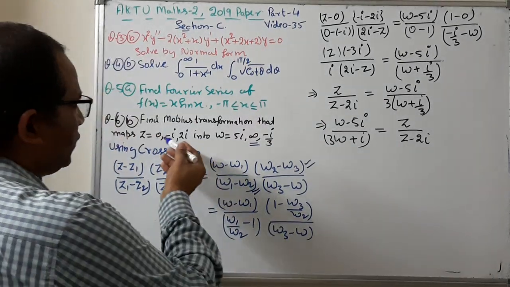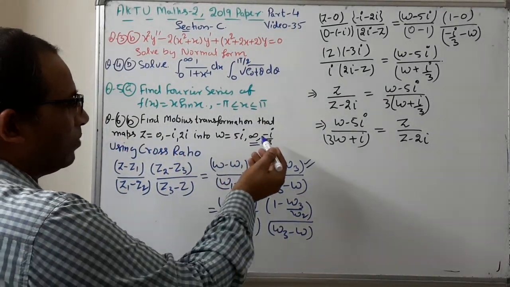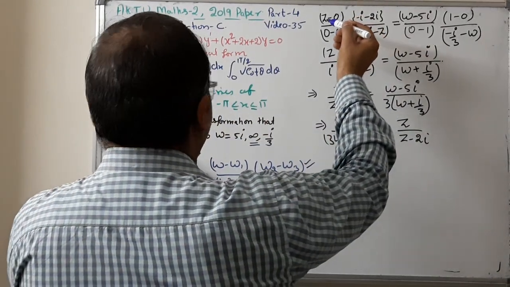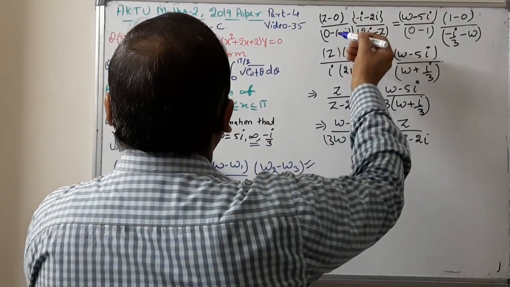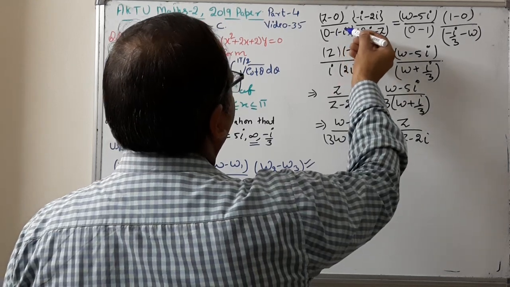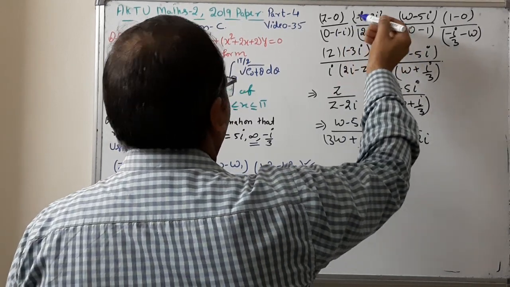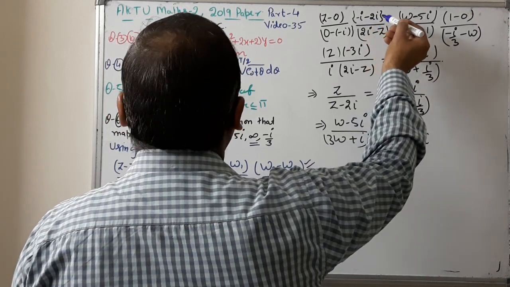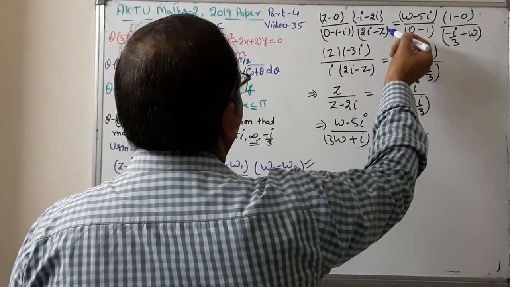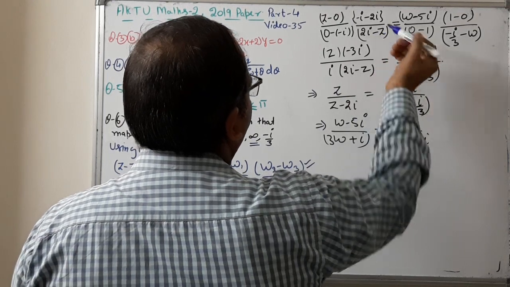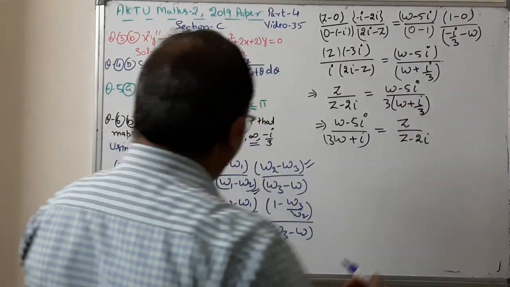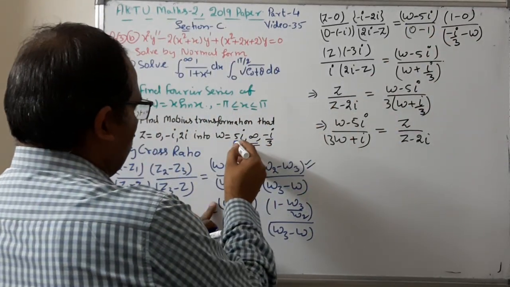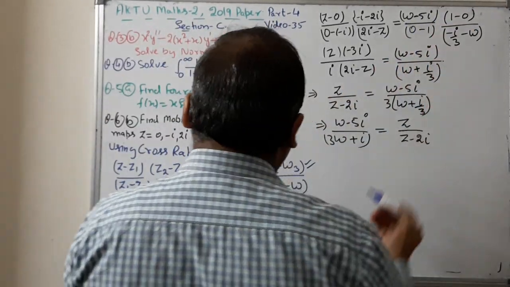Then put the value of z1, z2, z3 and w1, w2, w3. We get (z minus z1) upon (z1 minus z2), z1 is 0, and this, that is (z2 minus z3), so minus i minus 2i upon (z3 minus z), so 2i minus z. That is equal to (w minus w1), w1 is 5i, so w minus 5i.